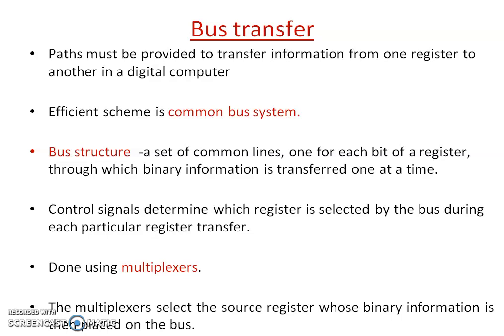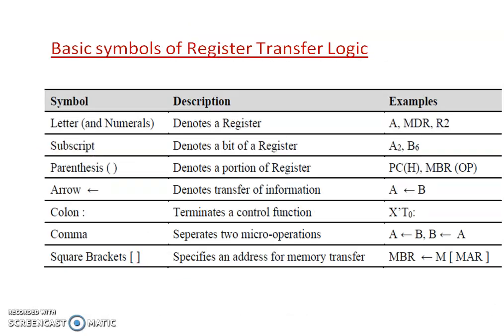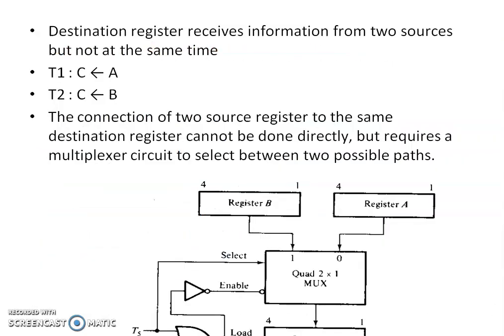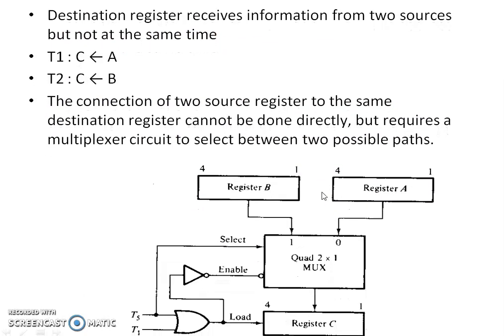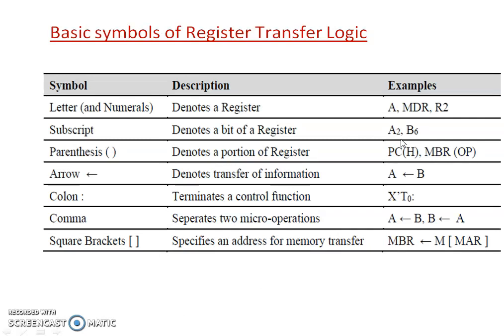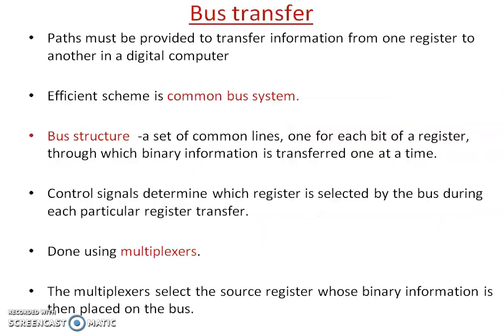So from the two registers, which source register will be chosen is decided by the multiplexer. That is what we have seen in the previous class, how that transfer is done making use of the multiplexer. Then after that we have seen some symbols that are used in the register transfer logic.